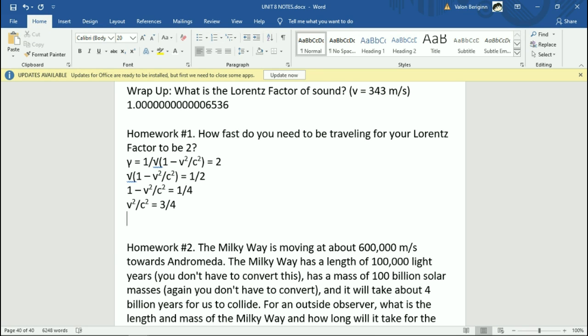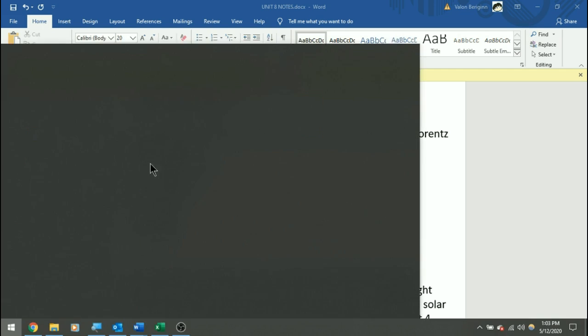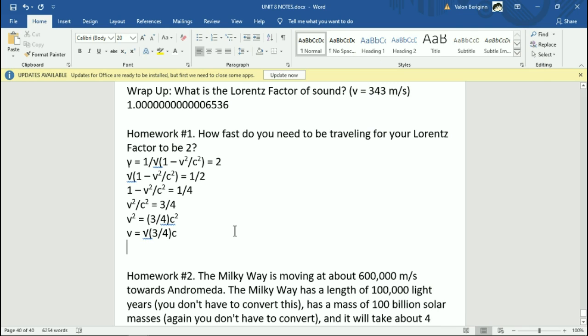And then if you multiply it by c squared, that means v squared equals 3/4 c squared. Then you square root it, so v is the square root of 3/4 times c. You can use a calculator to figure out what that is: 3 divided by 4, square root of this, and you get 0.866. In fact, that's the cosine of 30 degrees, for your random information. But yes, 0.866c is your answer. That is how fast you have to be going.